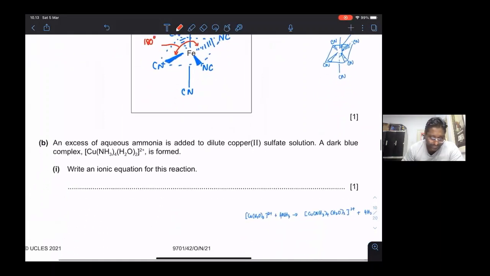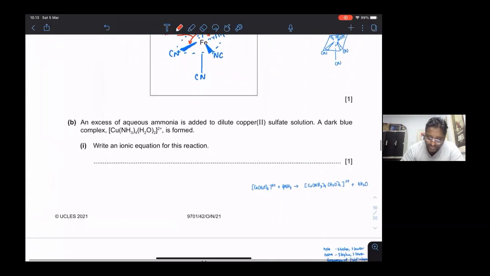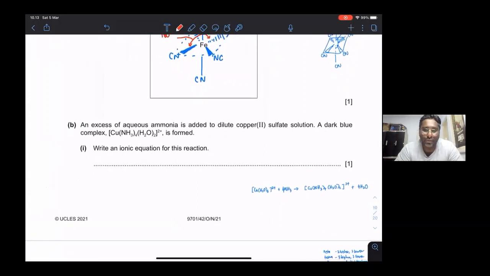Now the next question is, an excess of aqueous ammonia is added to copper(II) sulfate solution. Copper(II) sulfate solution is a blue solution, because you're supposed to write it as [Cu(H2O)6]2+. You can remove the sulfate because that is a spectator ion, so you can just keep it like this.